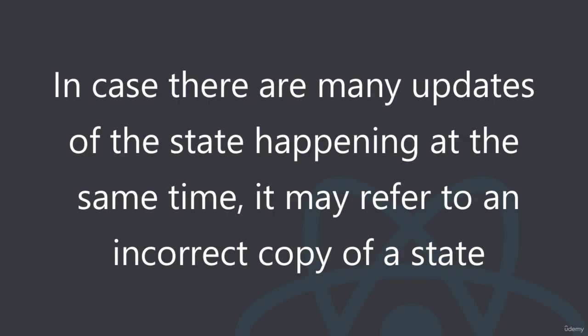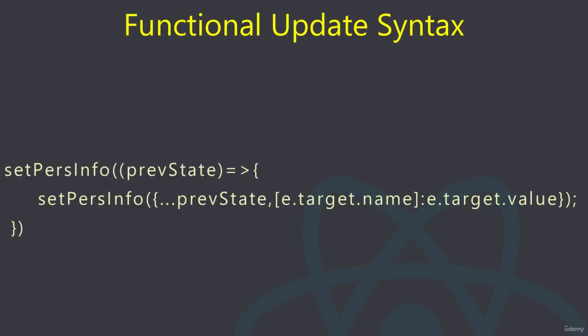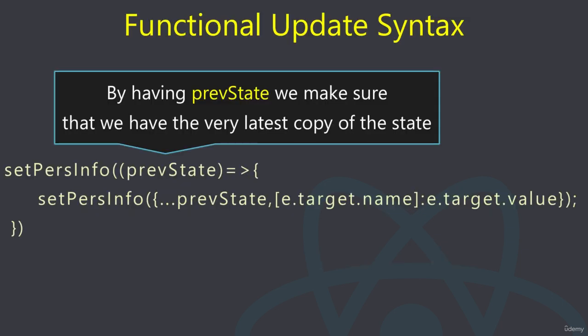In case there are many updates of the state happening at the same time, it may refer to an incorrect copy of a state. By using this syntax, that is having a previous state provided by React itself, we make sure that we have the very latest copy of the state. So there is no chance of having a wrong state copy which we update, and that's why it is better to use functional update.